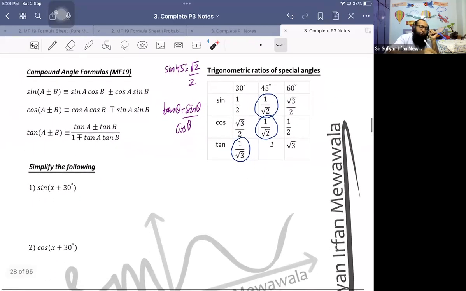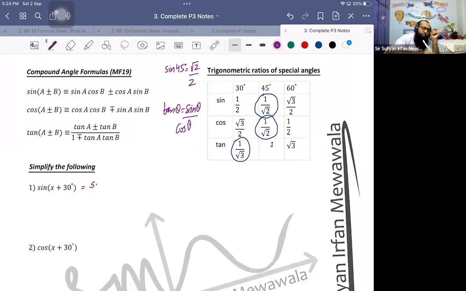So if we talk about the first few examples, simplifying the following, the first one is sine x plus 30. So sine x plus 30 means in place of A, there is x, in place of B, there is 30, and we have been given the positive sign. So let's expand using this. Sine x plus 30 is going to be sine x cos 30. With a plus, it's a plus cos x sine 30.